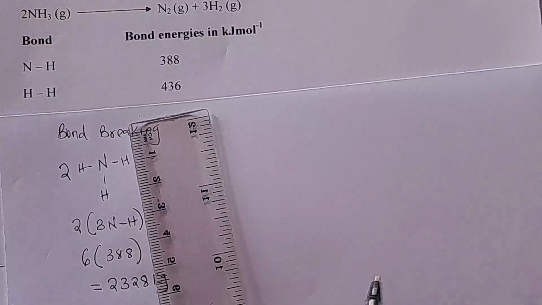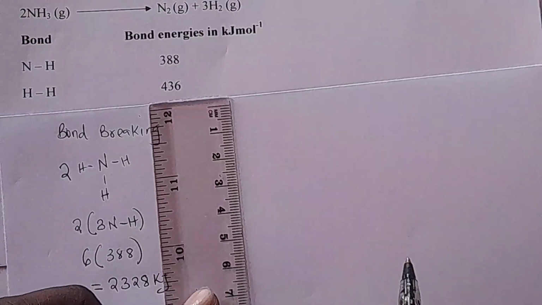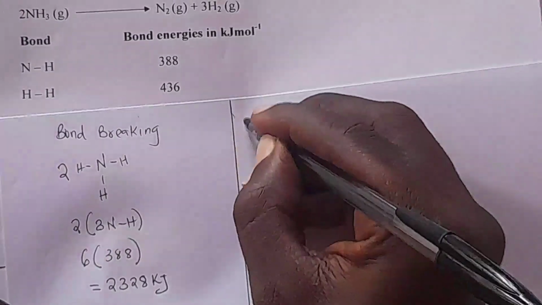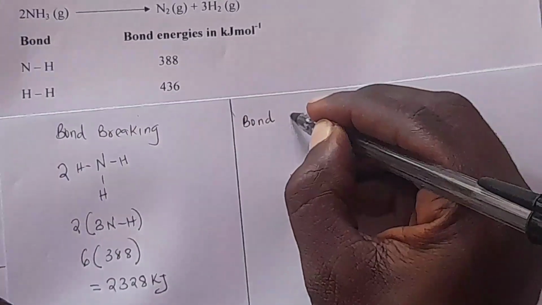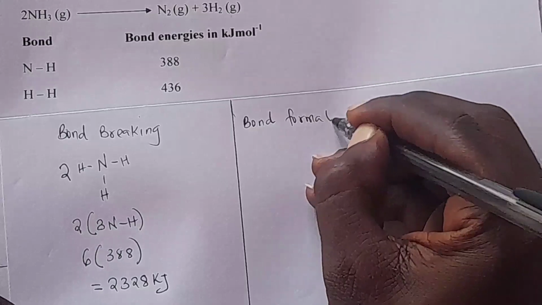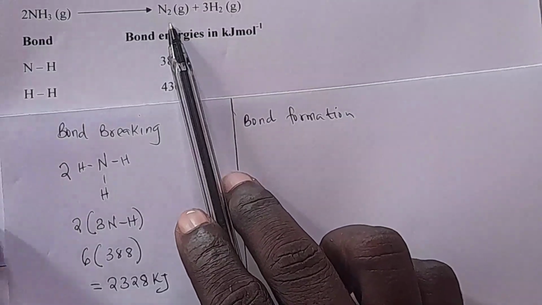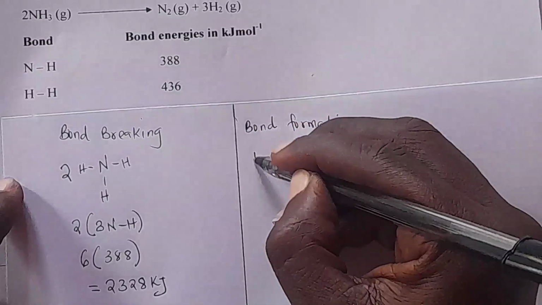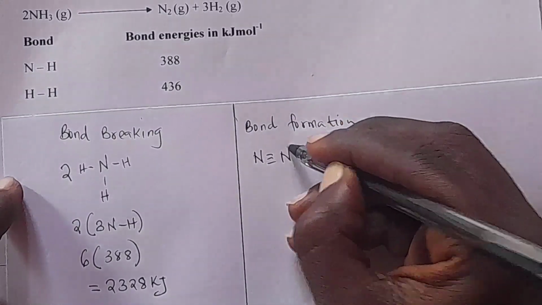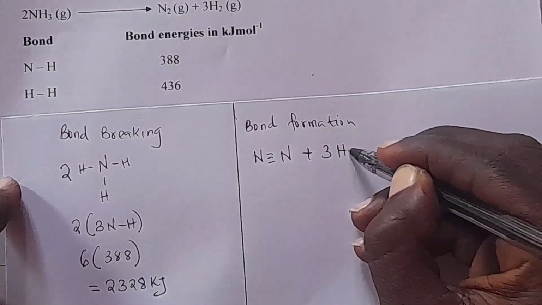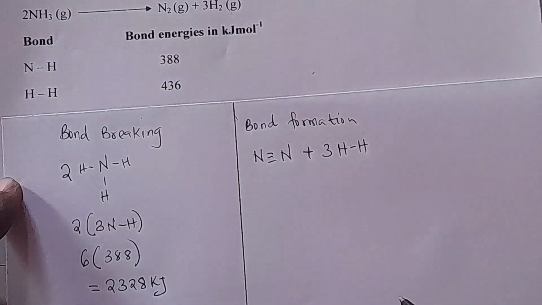So I'm going to go to the bond formation side. We said bond formation energies we check from the product side. So what do you have from the product side? You have nitrogen gas, so we are going to have nitrogen to nitrogen triple bond, plus we're having 3 of hydrogen gas. Hydrogen to hydrogen will be a single bond.